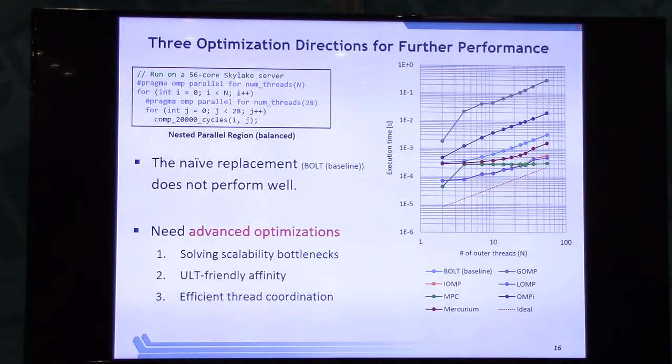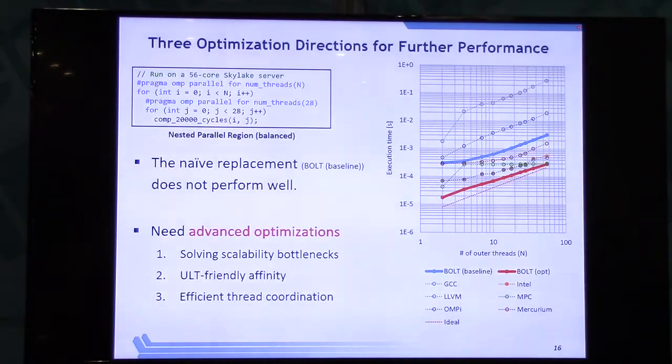First, solving scalability bottlenecks in LLVM OpenMP. Second, ULT-friendly affinity implementations. And third, efficient thread coordination algorithm. So look at the evaluation chart. So finally, performance will look like this. Using the same user-level threading library, it is more than 10 times faster than the baseline.